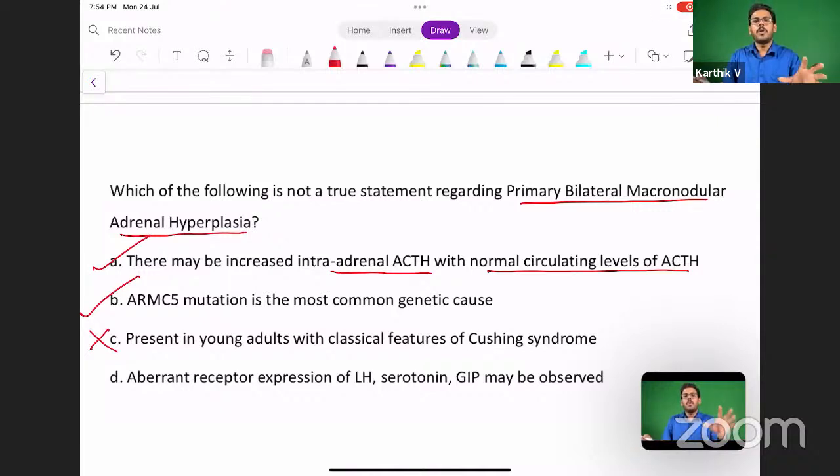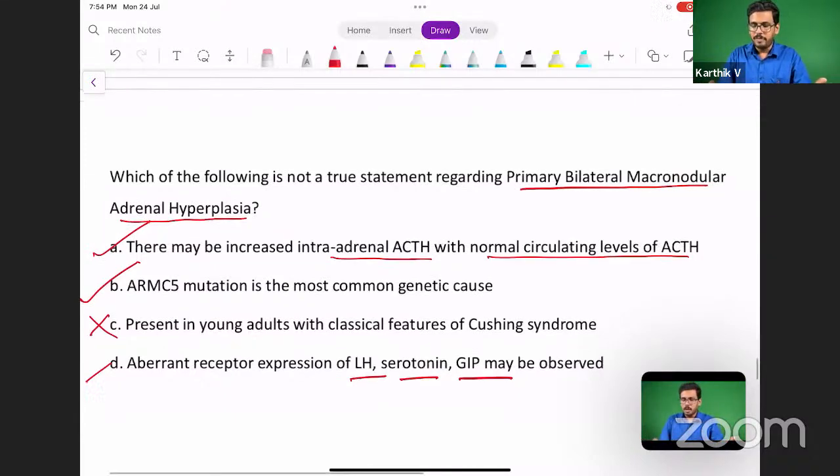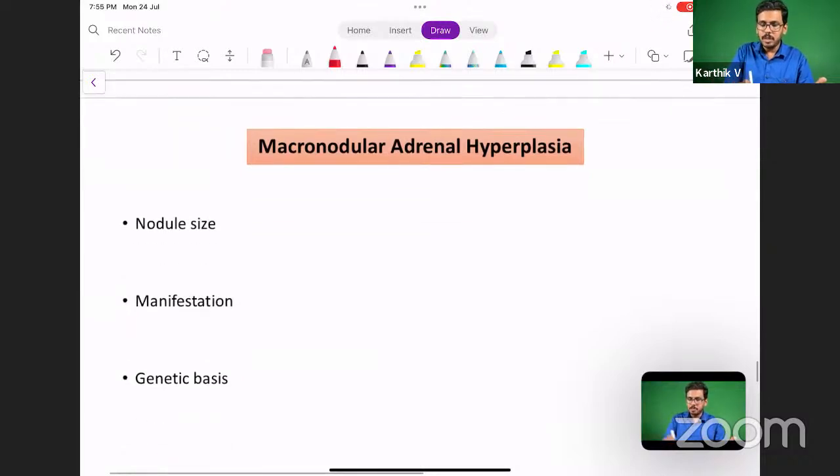So the most common hormone produced is, of course, glucocorticoids, but the degree of overproduction is minimal. And aberrant expression of LH, serotonin, GIP receptors may be observed. It means that the adrenals express any of these receptors, the serotonin receptors, the GIP receptors. When the ligand binds to the surface of the receptors, a process similar to ACTH stimulation will happen. Serotonin binding to the serotonin receptors in the adrenal will lead to increased signaling, increased proliferation and steroidogenesis. So aberrant receptor expression is one of the classical features in primary bilateral macronodular adrenal hyperplasia. So we have learned about the points. The nodule size is more than 1 centimeter.